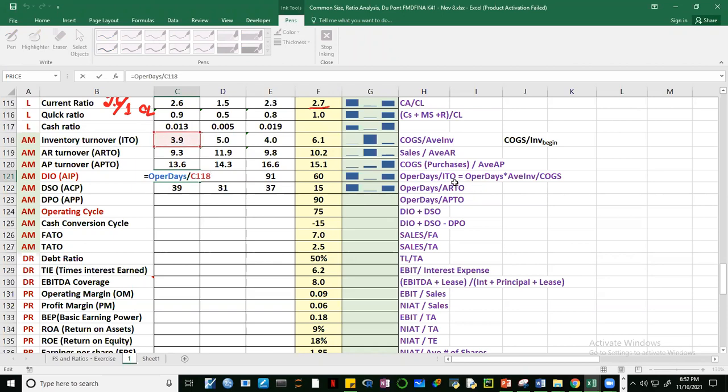Kasi dapat mali po pala yung ano ko. Denominator mo, inventory turnover dapat, no? Okay? All right. Thank you for that question. Any other questions? Thank you, guys, for clarifying.